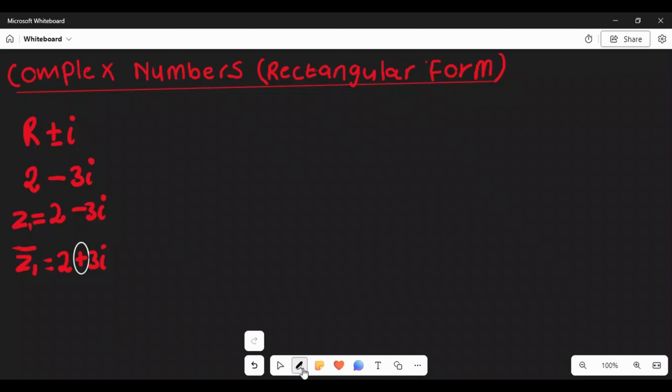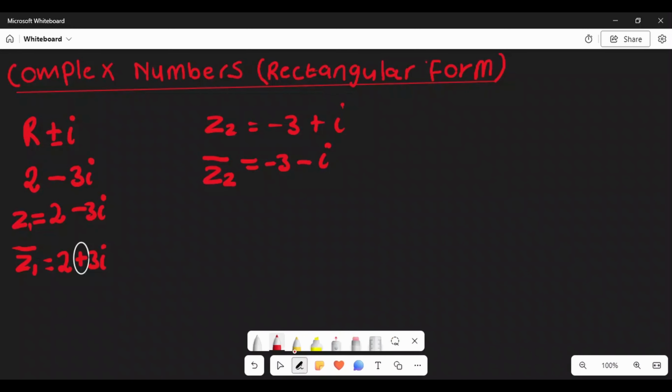So let me make another example to show how we actually find the conjugate. So let's say we have z2 this time around, and let's say this time we have minus 3 plus i. So this is another complex number which we call z2. So its conjugate is going to be represented by the bar there and then z2. The real number doesn't change sign, but the imaginary part changes sign. So this here guys, is also the conjugate of z2. Pay attention guys, we only change the sign of the imaginary part.